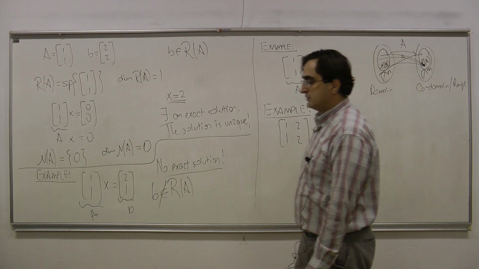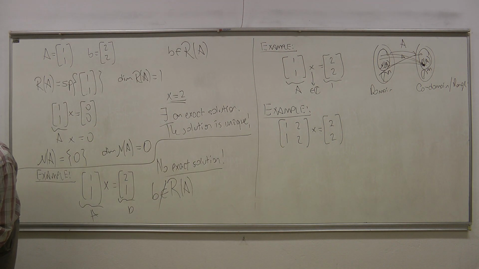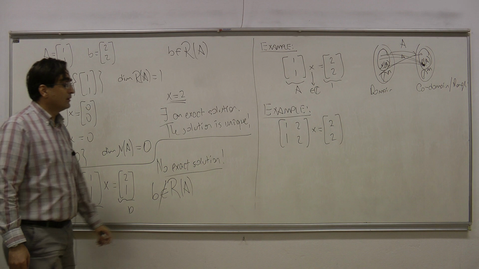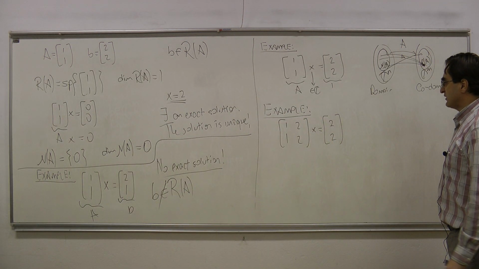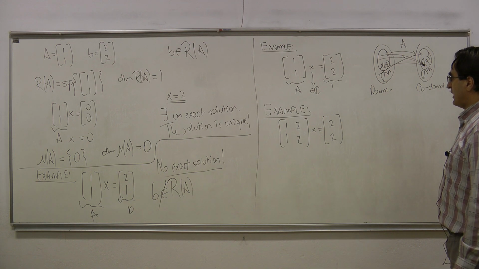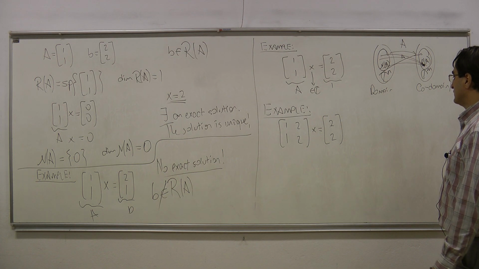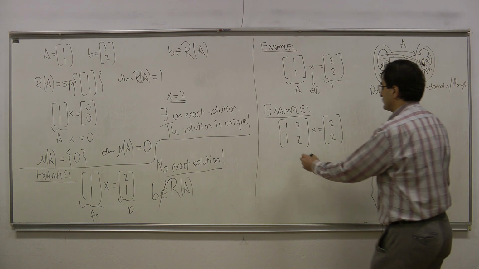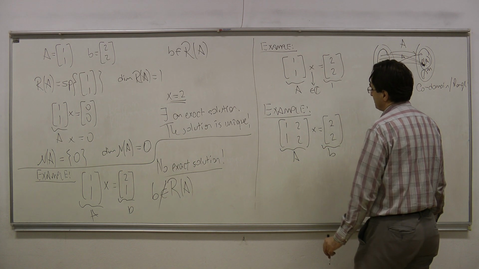The example is given like this. So now you see that this A changed its size. I have no longer A with one column only. I have A with two columns. And now let us concentrate on this A. And I have this B.